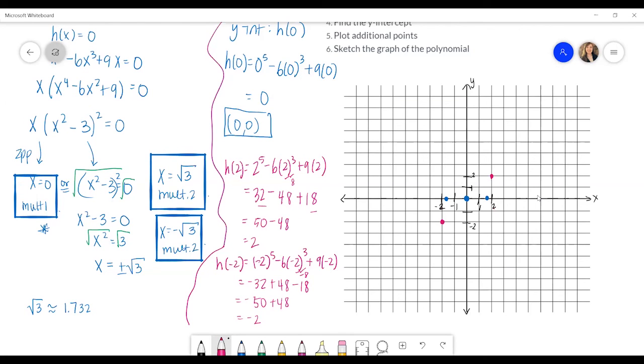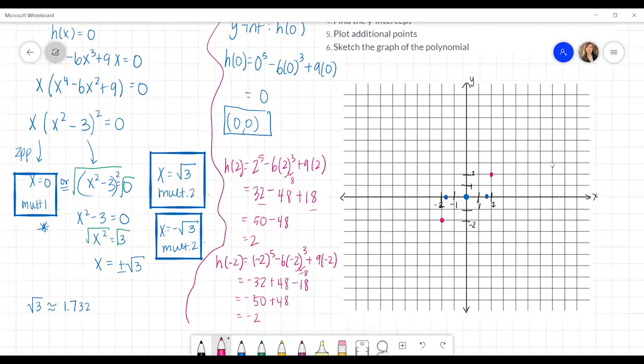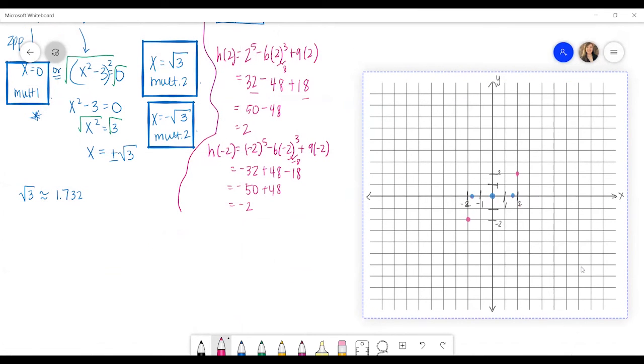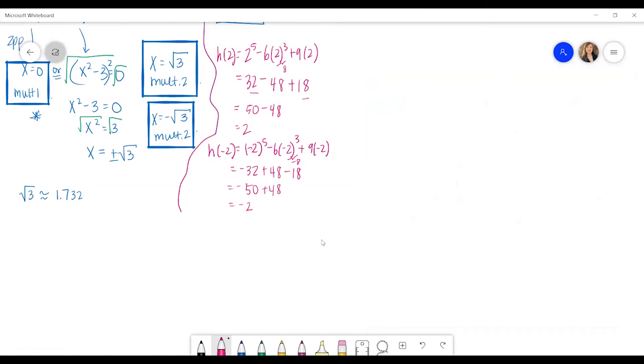Now, I'll also point out this value and this value, or these two zeros, both have even multiplicities. So we're going to be tangent at both of them. So my expectation is we're going to cut through here and change directions, as well as cut through here and kind of go back that way, right? So that's my expectation. I want to plug in some more points to kind of verify this. Bring my graph with me. So let's plug in some more points.